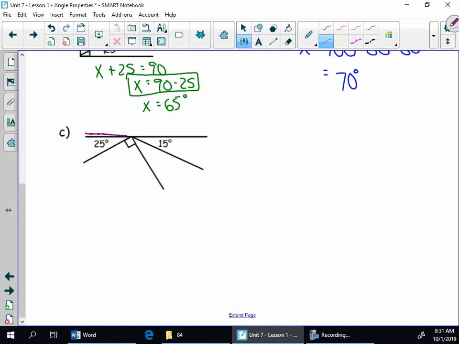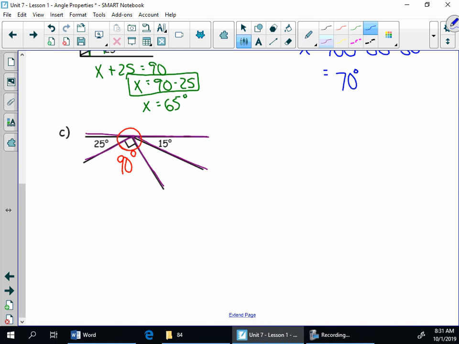I see a straight line being met by 1, 2, 3 lines. Now, if I know most of the parts, I can figure out the missing part. There's something kind of tricky about this one. They gave us a box. What does that mean? It means this part right here where the box is 90 degrees.